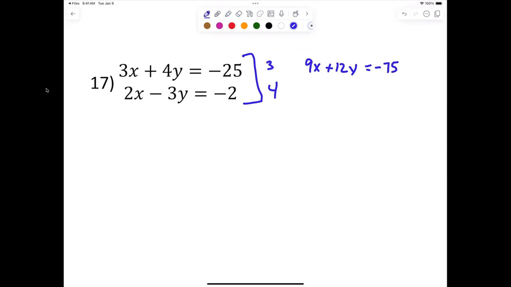Multiply the bottom by 4. 8x minus 12y equals -8. Now we can add them together. 17x equals negative. What is that? 83.